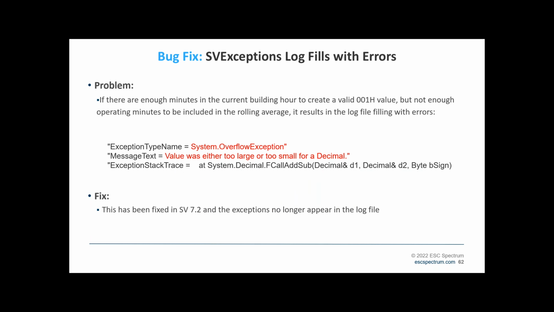StackVision exceptions log fills with errors. If there are enough minutes in the current building hour to create a valid 1-hour value, but not enough operating minutes to be included in the rolling average, the log file fills with errors. This has been fixed and the exceptions no longer appear.